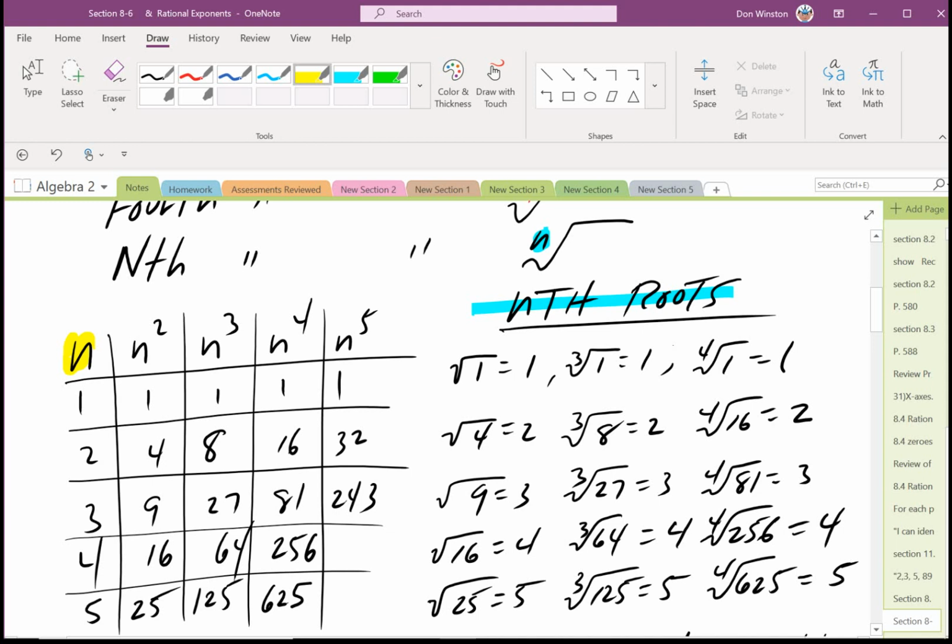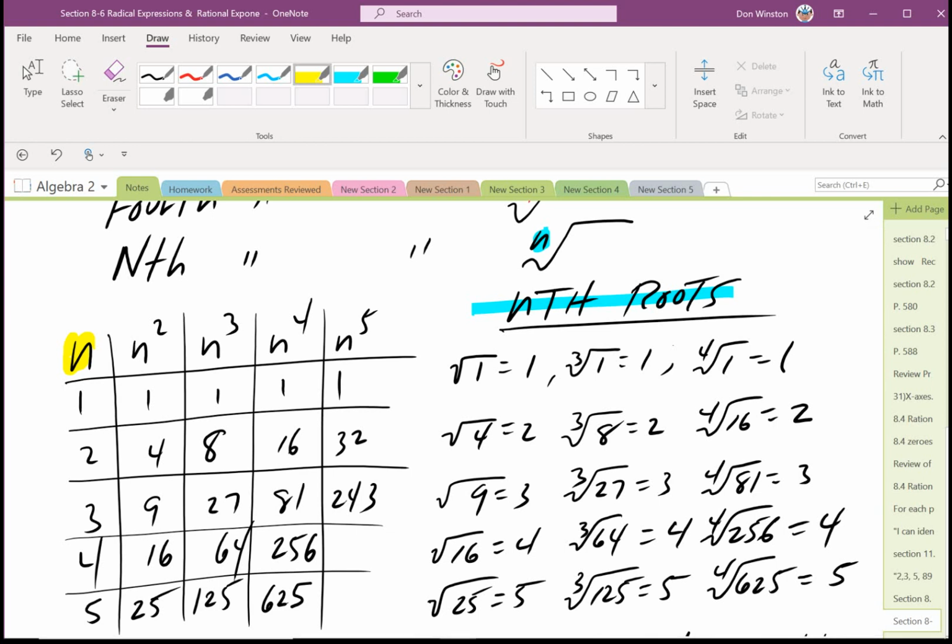So 1 squared is 1, 1 to the third is 1, and 1 to the fourth is 1, and so on. 2 squared is 4, 2 to the third is 8, 2 to the fourth is 16, and 2 to the fifth is 32. 3 squared is 9, 3 to the third is 27, 3 to the fourth is 81, and 3 to the fifth is 243. 4 squared is 16, 4 to the third is 64, and 4 to the fourth is 256, and 5 squared is 25, 5 to the third is 125, and 5 to the fourth is 625. So 5 multiplied by itself 4 times gives you 625.